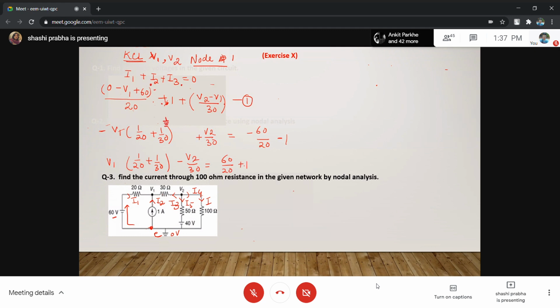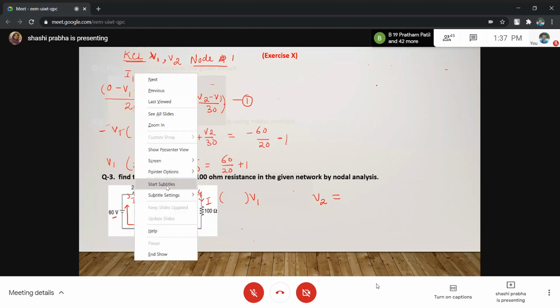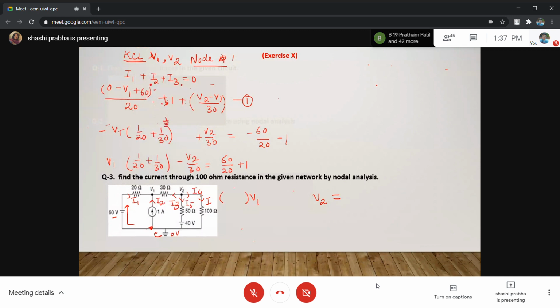Can you check whether this equation is correct or not? I can check it. Which node are you taking as a reference? We are taking node A, node 1, as a reference. So what is the coefficient of V1? 1 upon 20 plus 1 upon 30. Minus, what is common between coefficients 1 and 2? 1 upon 30, is equal to the total current due to known sources.